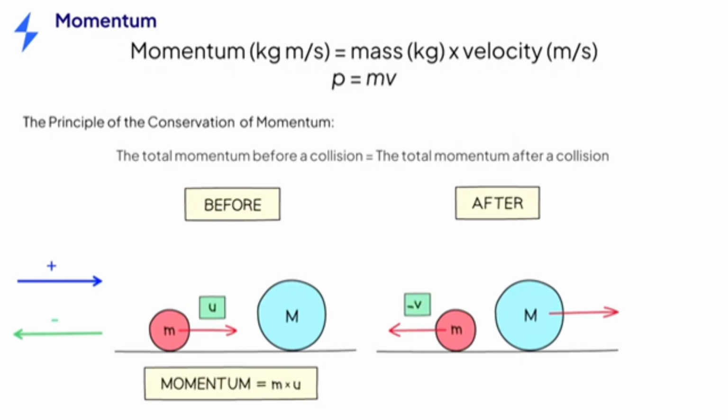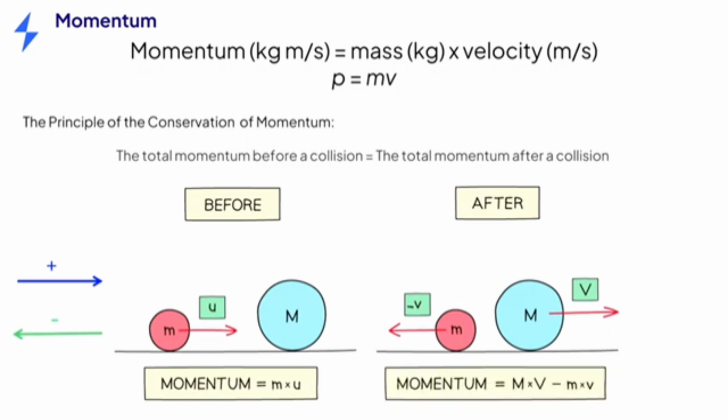After the collision, the objects are now moving away from each other. This means the velocity of the red object is negative, as it is moving in the opposite direction to before. The blue object is now moving, so now has momentum. Its velocity is big V and is positive, so the momentum of both objects after impact is given by big M times big V minus little m times little v.